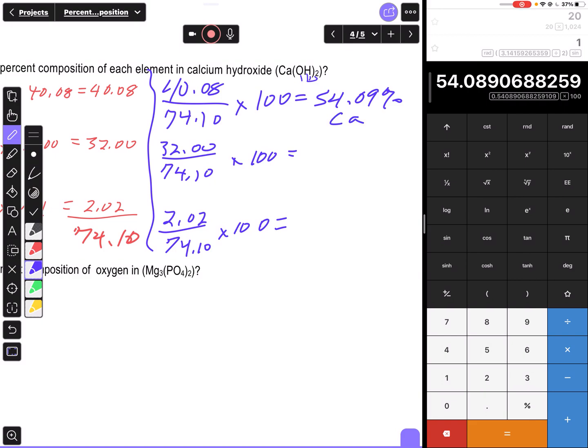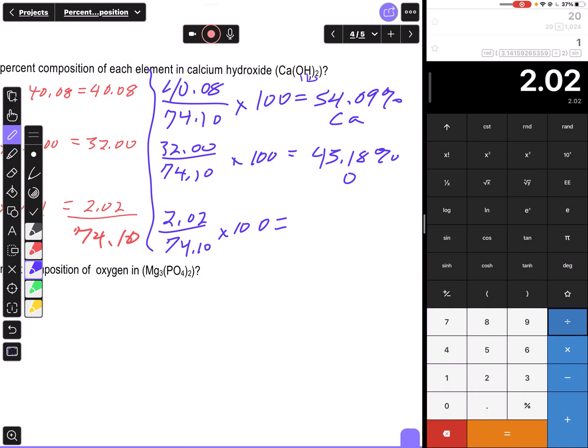Next, I'm going to do it for oxygen. That is 32.00 divided by 74.1. I'm going to multiply that by 100, and that is 43.18% oxygen.